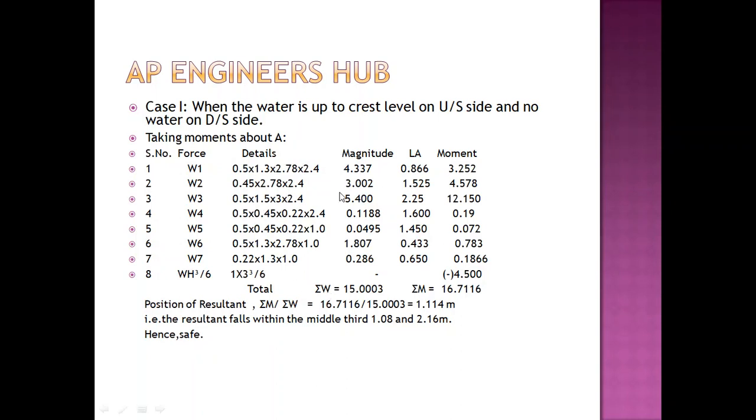We have to calculate the magnitude, lever arm and moment. This is 2.4 for concrete, and 1 tonne per cubic meter is the water weight. So we have obtained the position of the resultant: sigma M by sigma W is equal to 1.114 meters. That is, the resultant falls within the middle third. B by 3 and B by 6 is equal to 1.0, and therefore it is within the middle third.